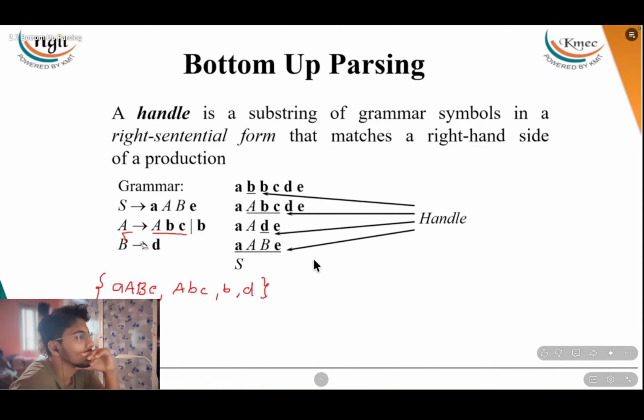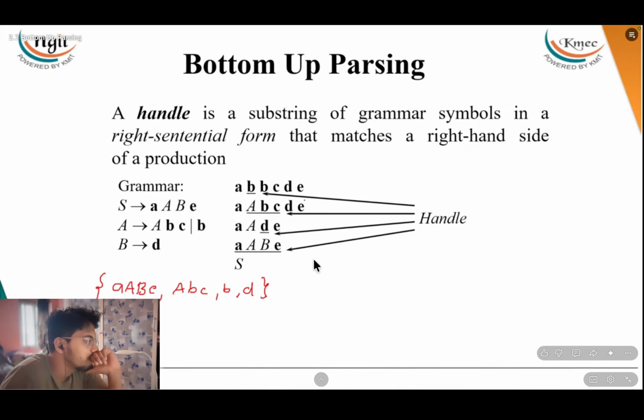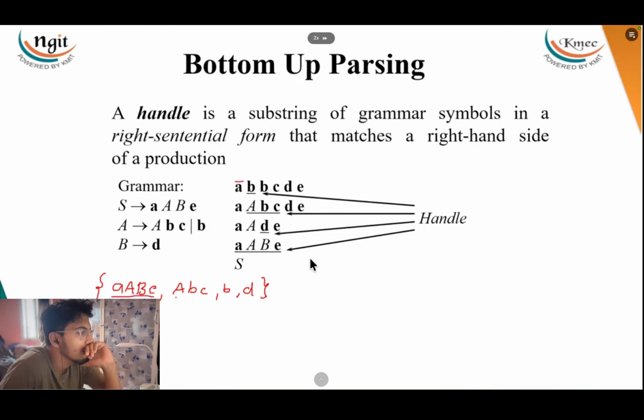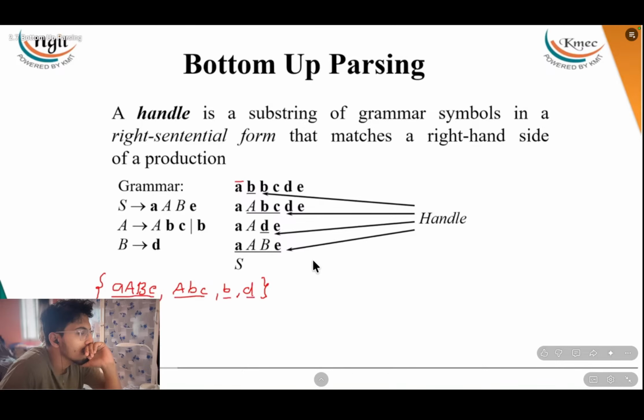Let me explain this with a simple example that we have taken here. See, first ABBCDE. So we are going to scan the input string from left to right. So first we have read A. Is A matching with any handle? No, right? Matching means it should be a part of the right hand side of a production. So A is not matching with anything.